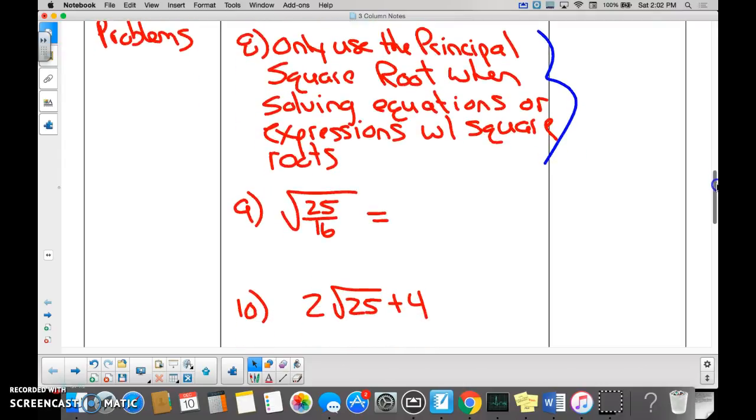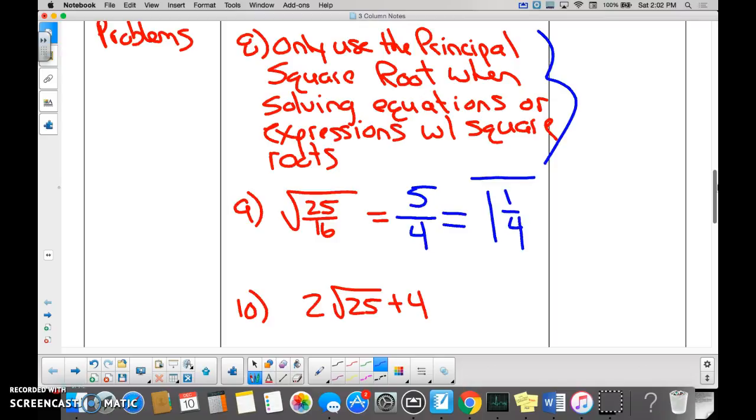Number 9, again, the square root of 25 over 16. It's pretty self-explanatory. Inside is the square root of 25 and the square root of 16. You're going to look at that fraction as 2 different square roots. So the square root of 25 is 5. The square root of 16 is 4. You get 5/4 as your final answer. You know that that is in improper form. Convert it to a mixed number. The square root of 25/16 is 1 1/4.